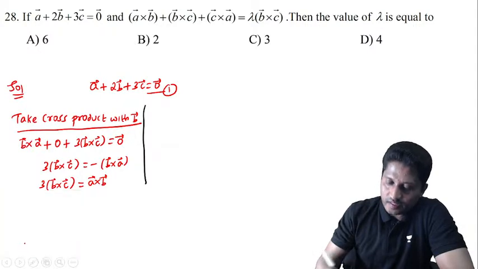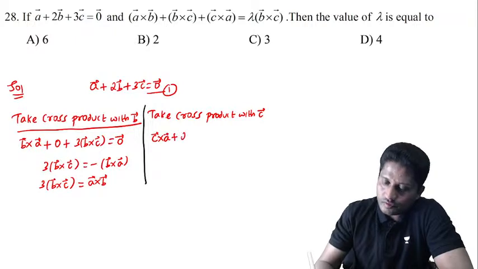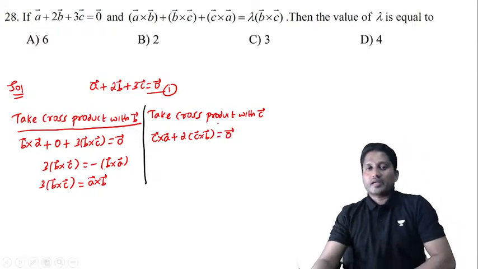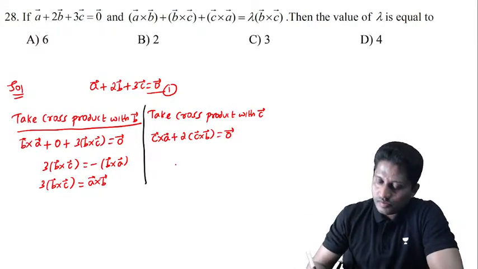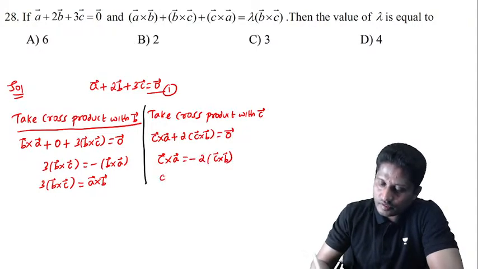Same thing, take the cross product with c now. This should be c cross a plus 2 times c cross b is equal to the null vector, because c cross c is 0. So I can write this as c cross a is equal to minus 2 times c cross b. Now the c cross a is equal to 2 times b cross c.